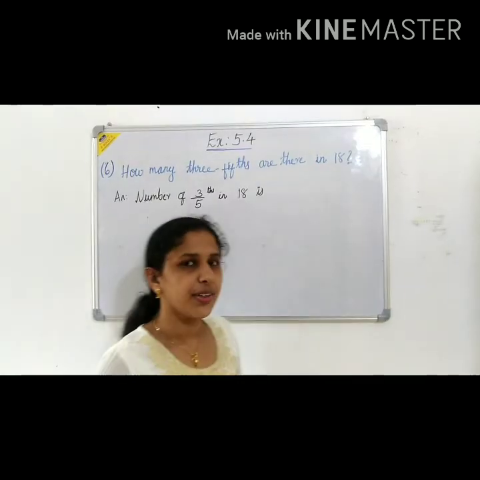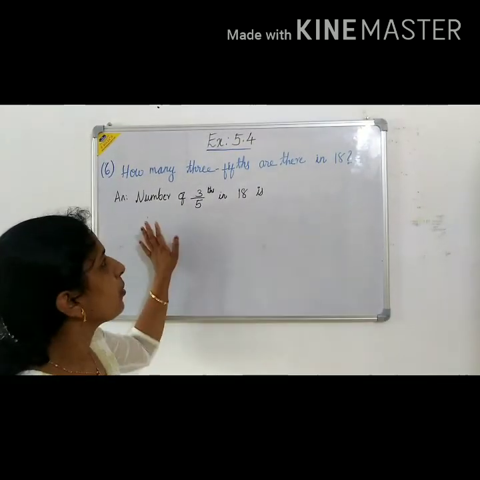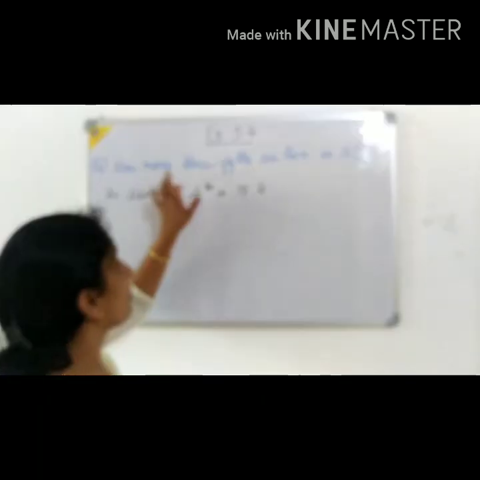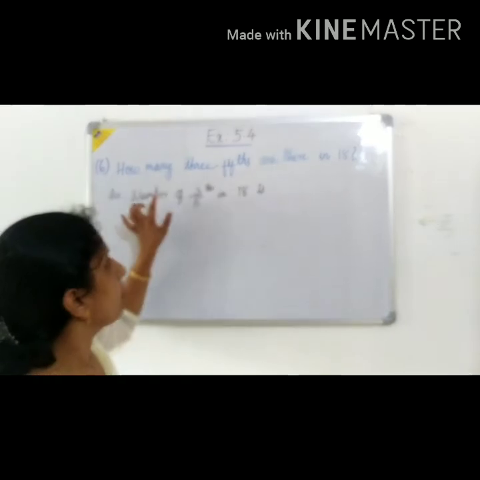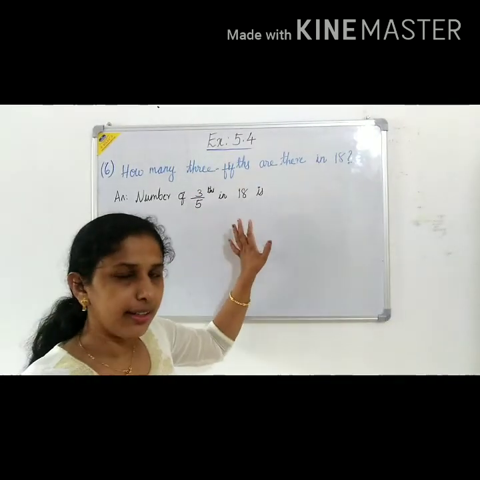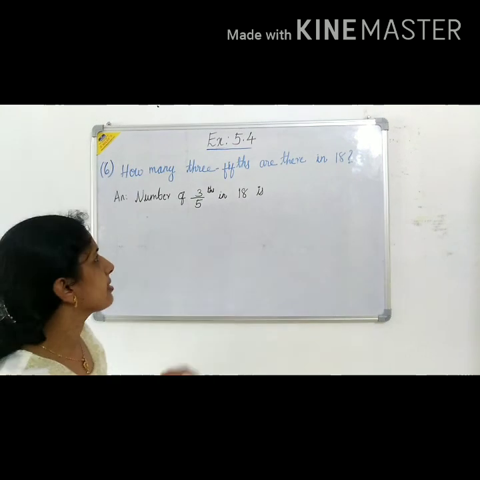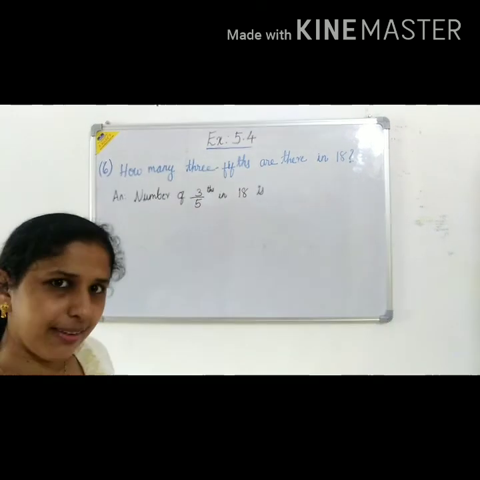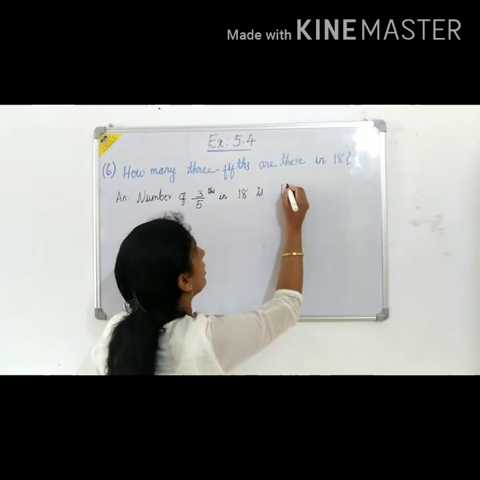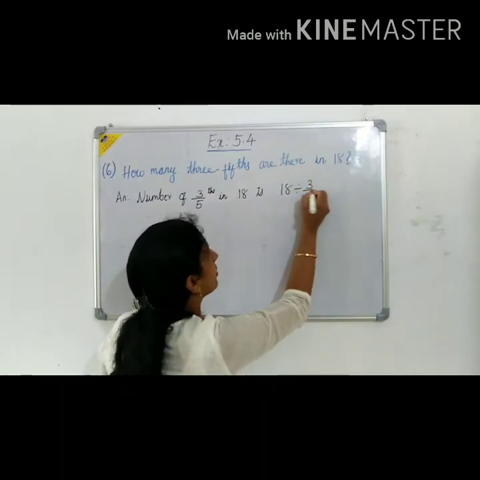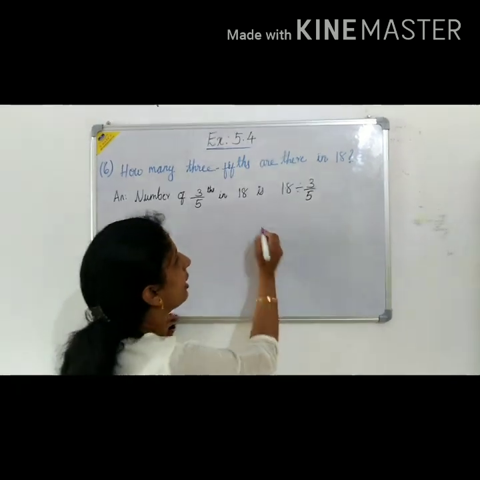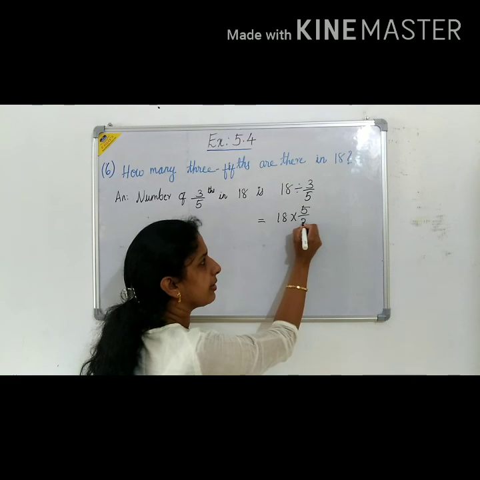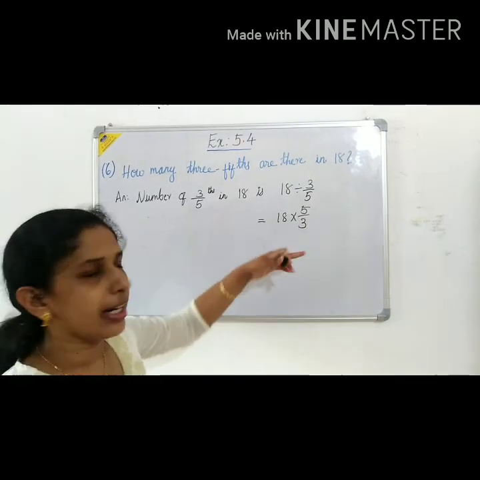Next question is question number 6. How many 3/5 are there in 18? 3/5 means 3 by 5. How many 3/5 are there in 18? So how will we find the answer? The number of 3/5 in 18 is, we will divide. 18 divided by 3 by 5, and this is equal to 18 into 5 by 3. Okay, we take the reciprocal.